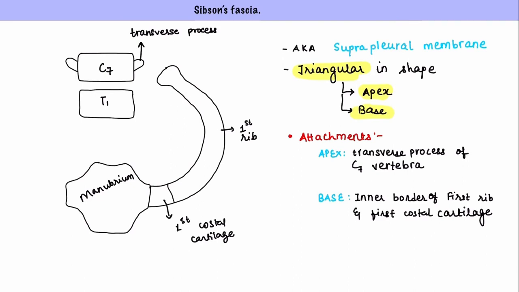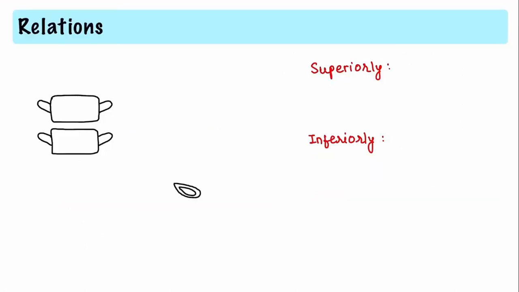So, the fascia is the structure in the green color. It is attached to the tip of the transverse process of the C7 vertebra and the inner border of the first rib and the first costal cartilage. Now, let's talk about the relations of this fascia. The Sibson's fascia has two relations, superior and inferior.